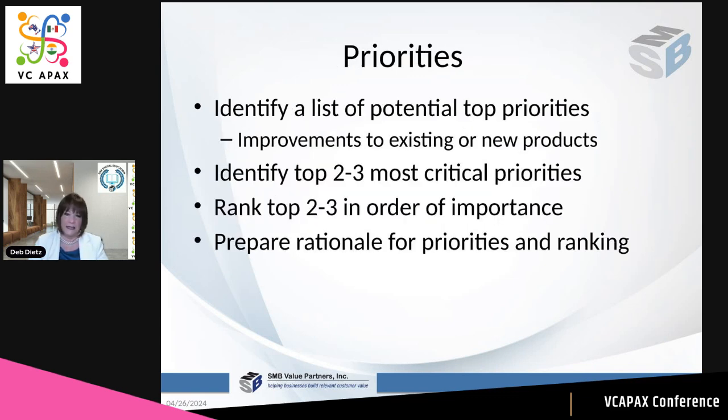Then you have to identify the priorities, because again, priorities, they're not created equal, right? So you have to identify a list of potential top priorities. And these are going to either be improvements to your existing portfolio or an articulation of new value that you should be creating. You're going to identify the top 2 or 3 most critical priorities. You're going to rank them in order of importance, and then you're going to prepare your rationale.